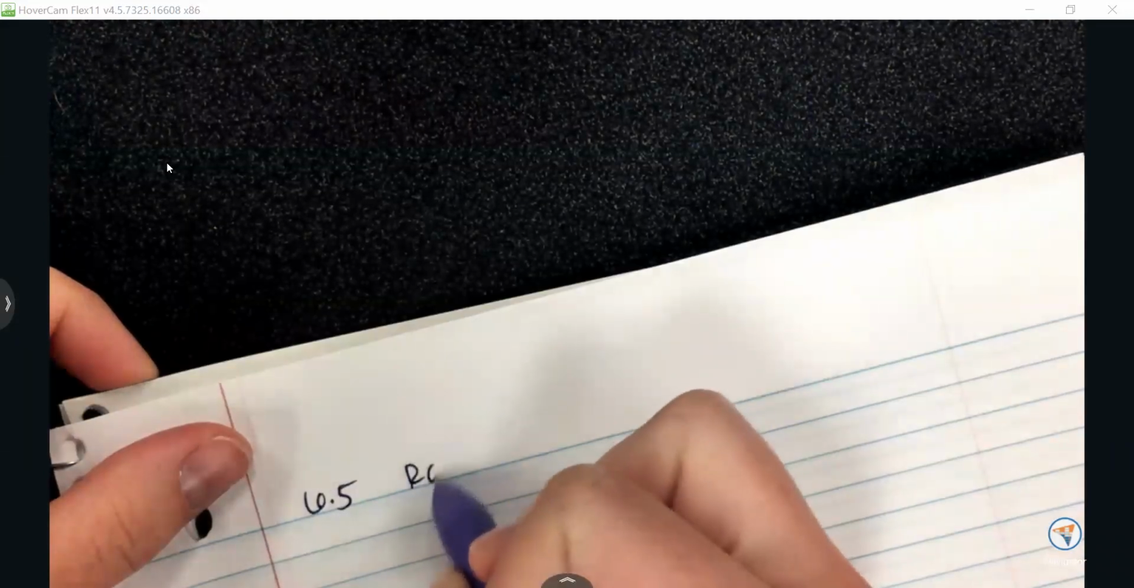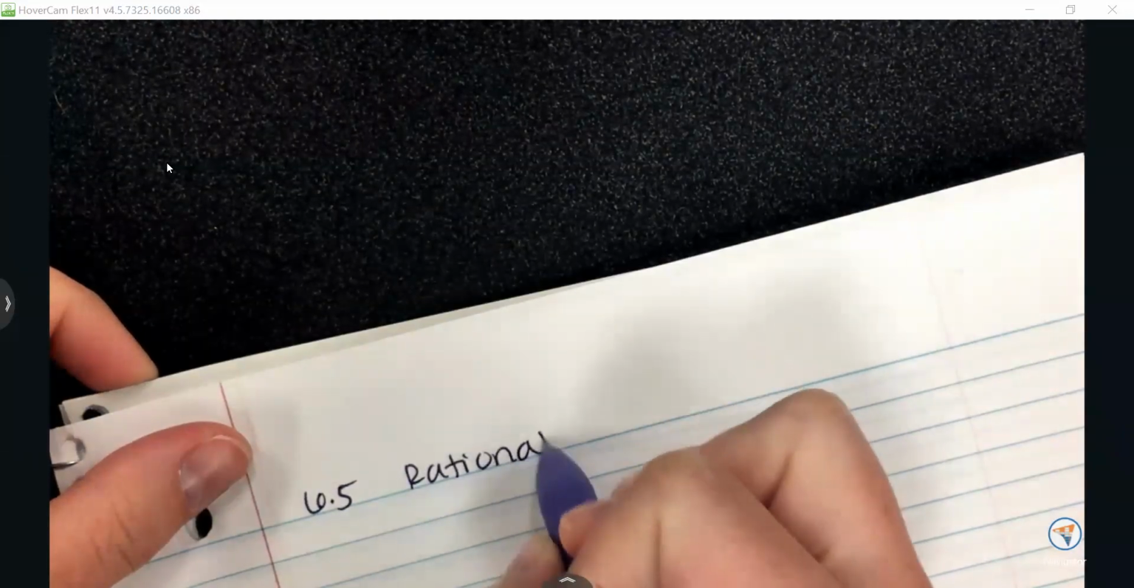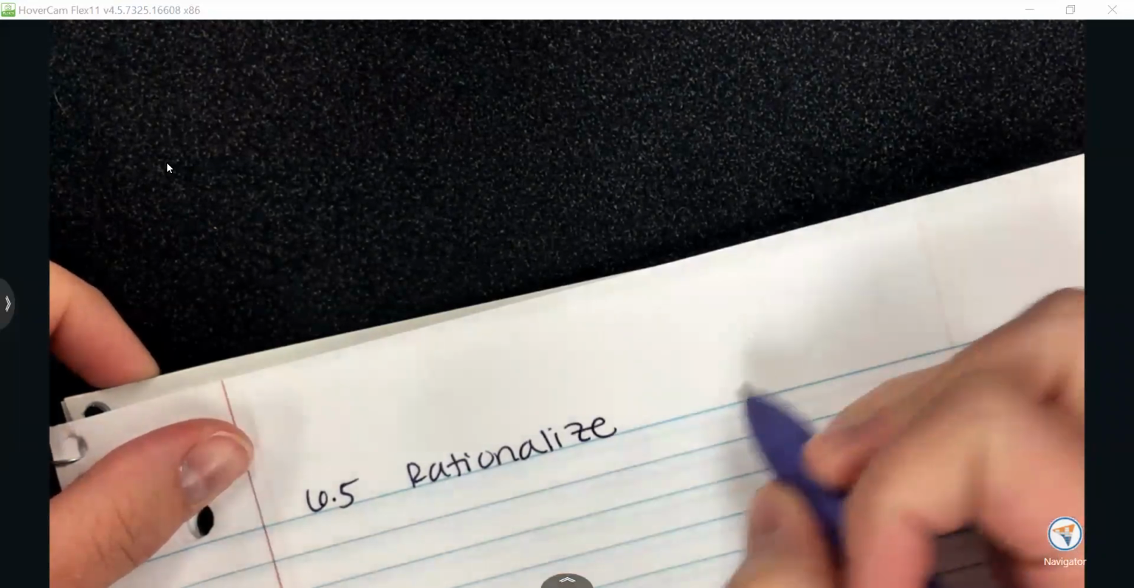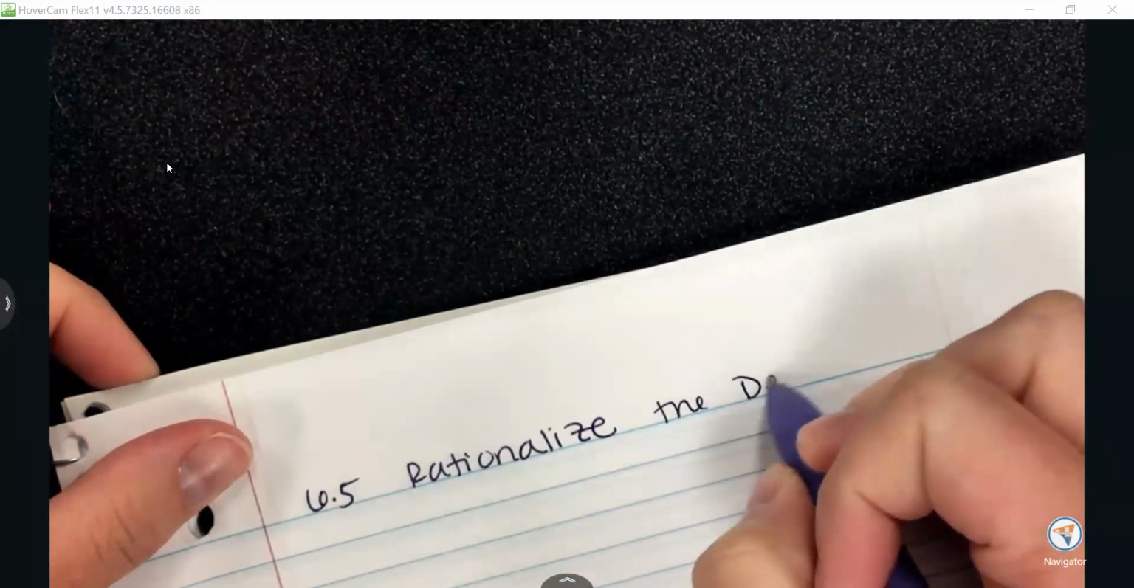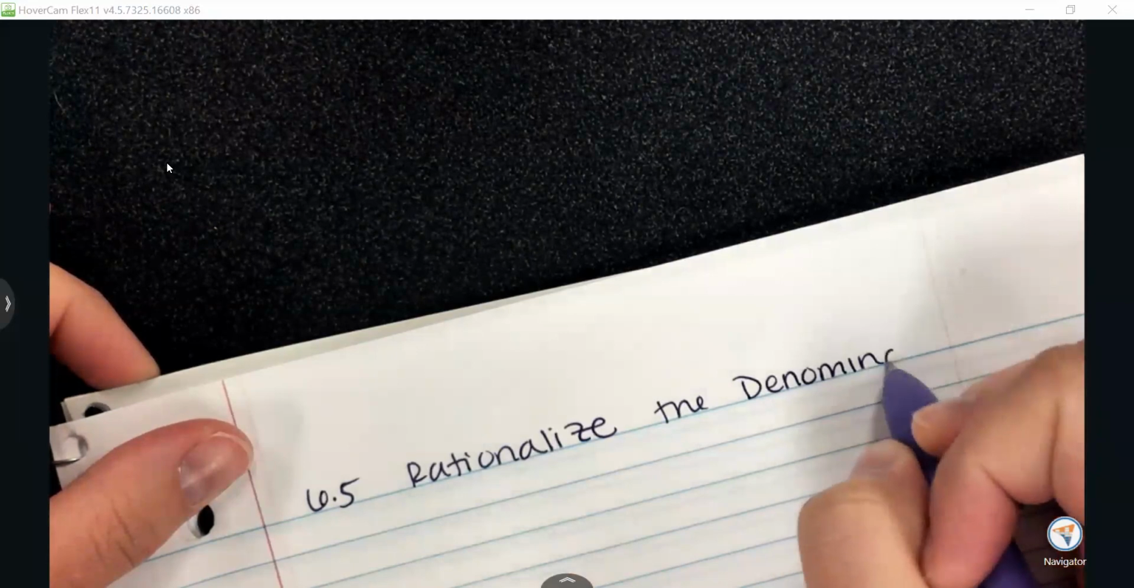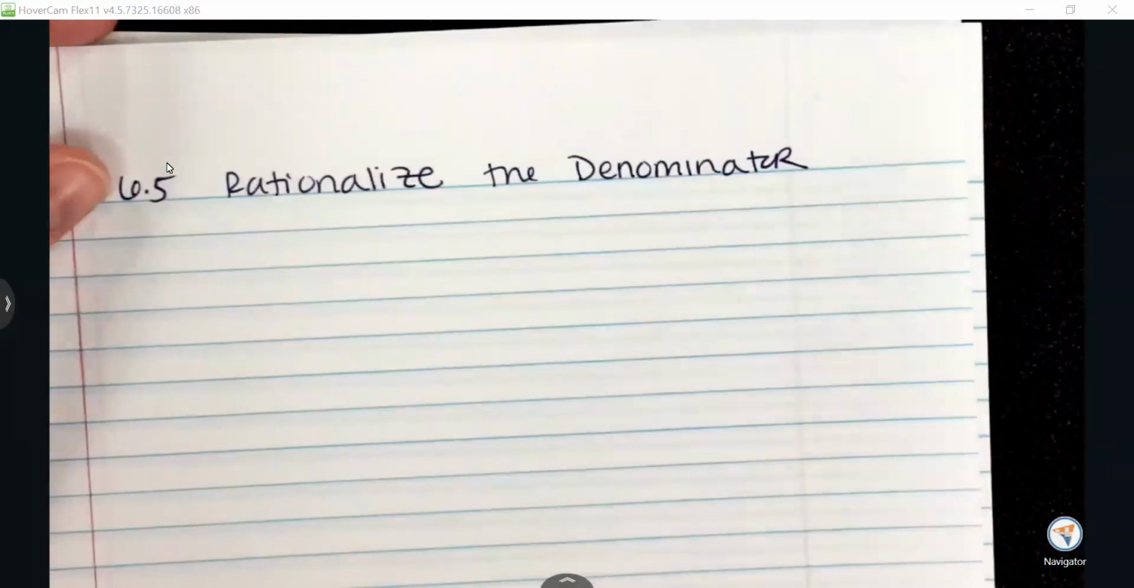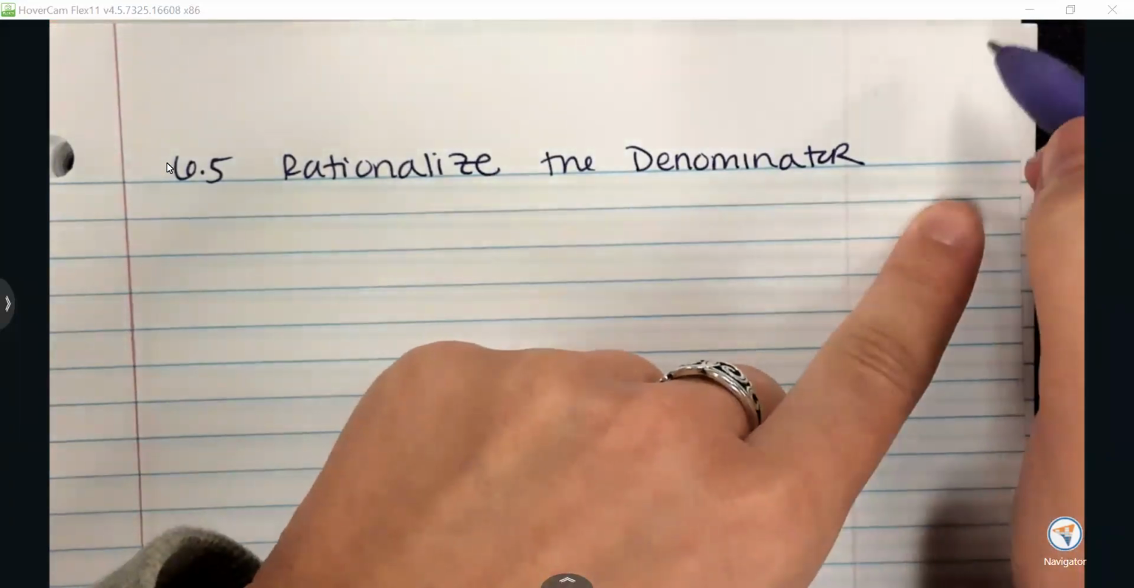This is 6.5. And we are going to rationalize the denominator. Just a second, I'll turn it. We're going to rationalize the denominator.